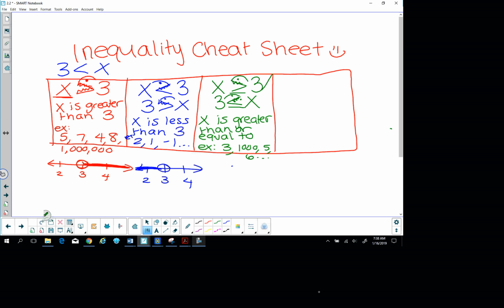And so when I graph that, it's now going to be a closed circle. So I'm going to put a closed circle on 3, because it includes it. That closed circle just means it includes it. And I know it could be 3 or anything greater than that, so I'm going to shade that way.